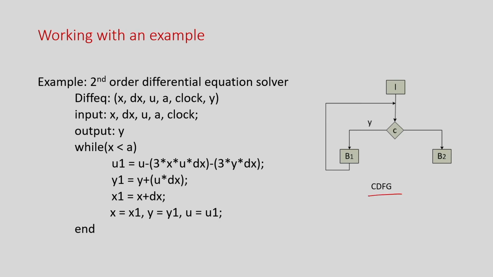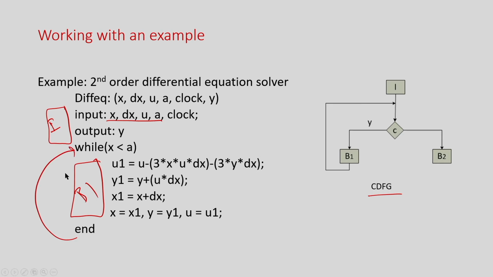You can understand that there is a block here where we are reading the inputs. You have to read this data, and there is a basic block here which is going to repeat. This is my basic block I, where a series of operations is going to happen, and this is going to repeat in the loop. Once this is done, we have a basic block here where we are going to output the y. This is how we identify the basic blocks.